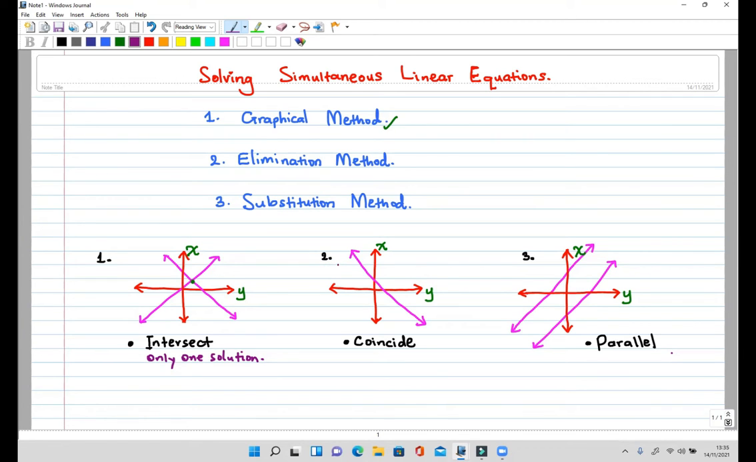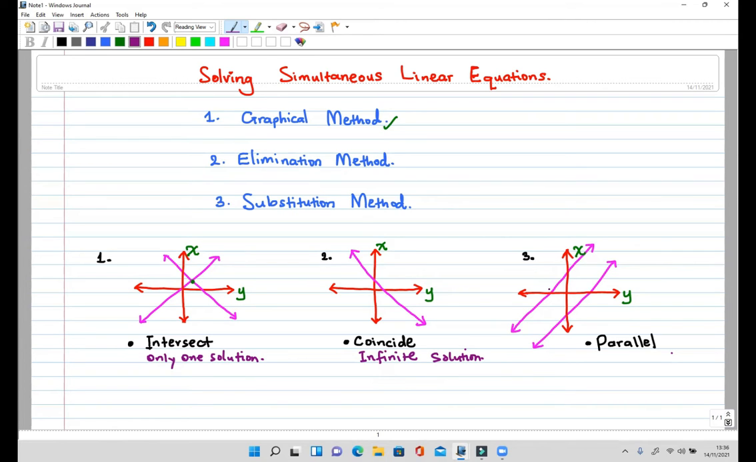Also, when we graph these linear equations, they may coincide. To coincide means that the line of equation 1 will cover the line of equation 2. So we say that they have coincided. Okay? Now, when they coincide, we say that we have infinite solutions. Infinite solutions. What does this mean? It means that every point on the line is the solution to this system.